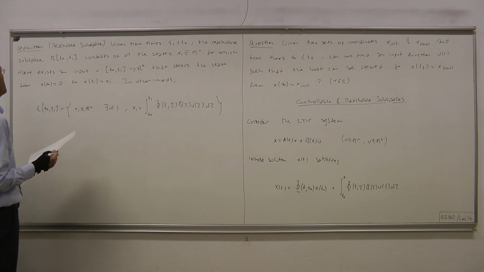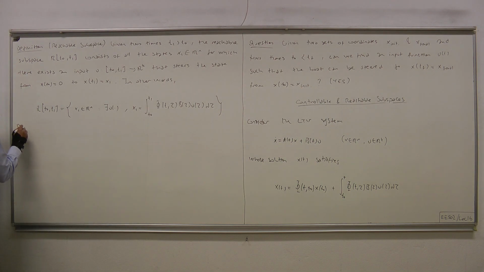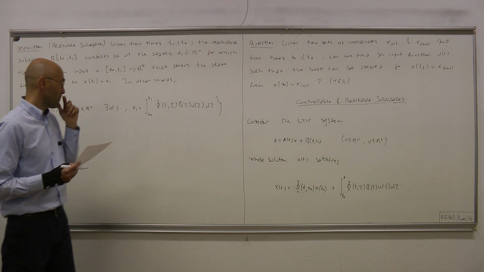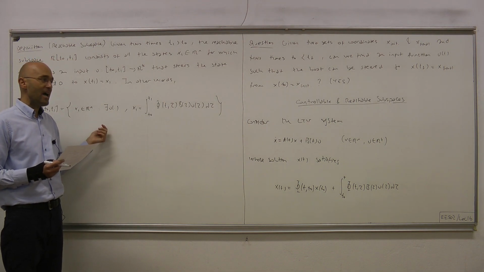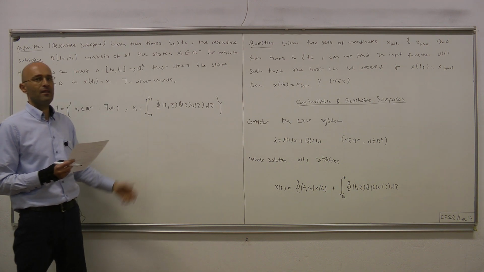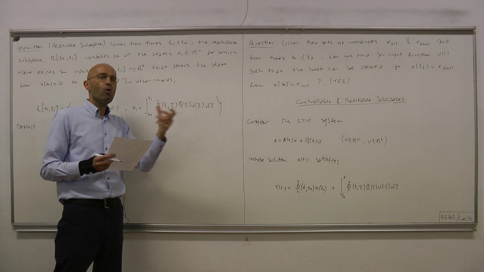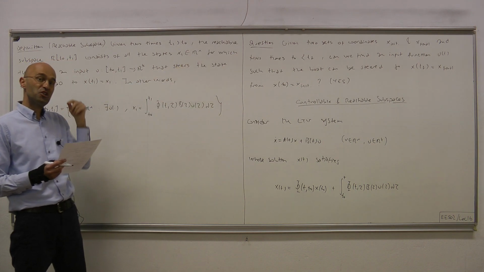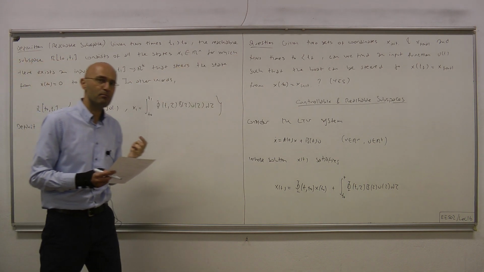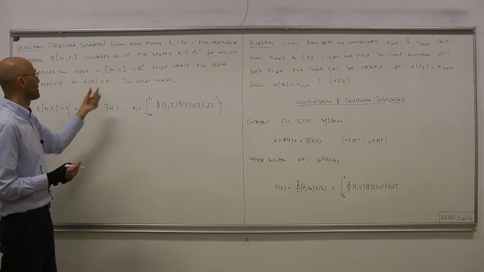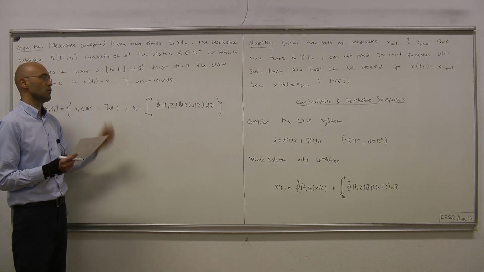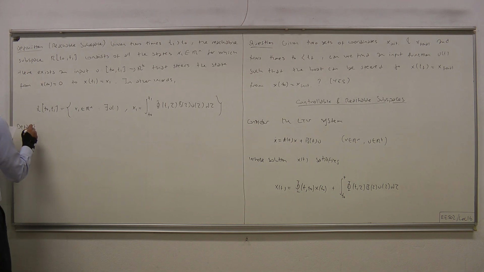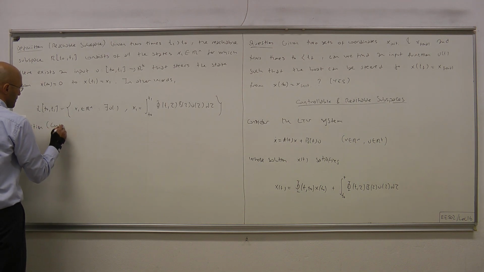Now, the sister definition is the controllable subspace. This time, we want to end up at the origin, and it's defined as the set of all points in Rn which can be steered by some proper input function to the origin through this interval t0 to t1. Definition of controllable subspace.